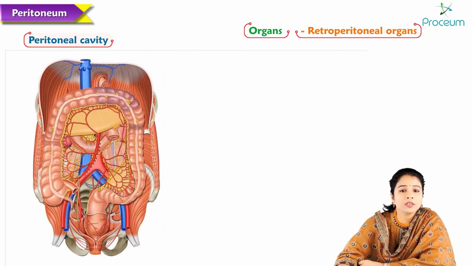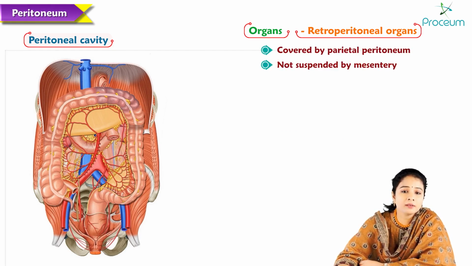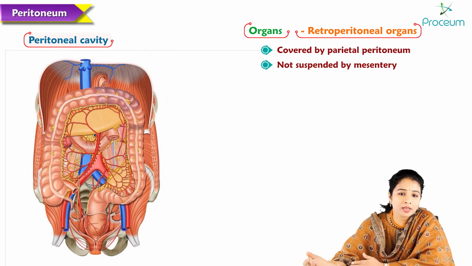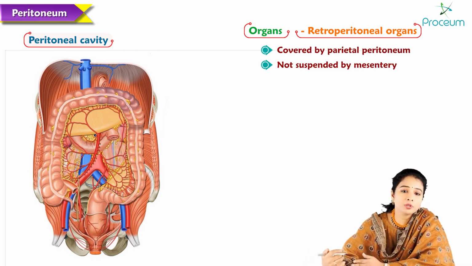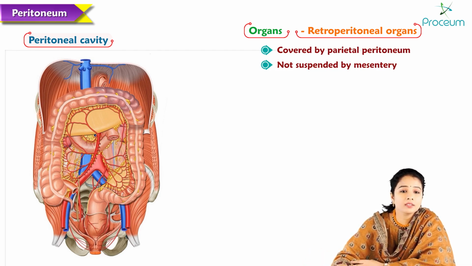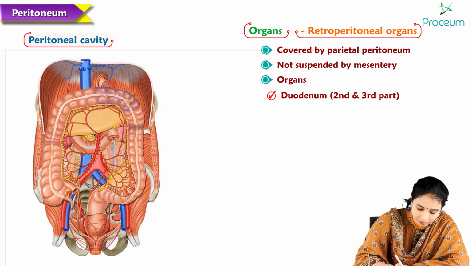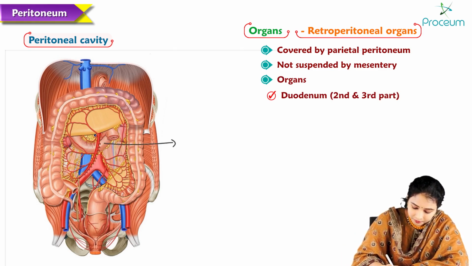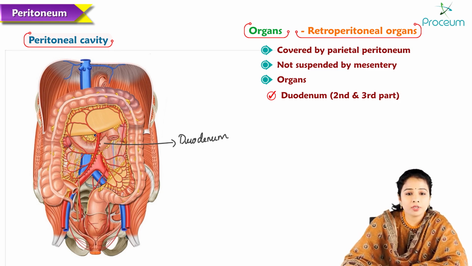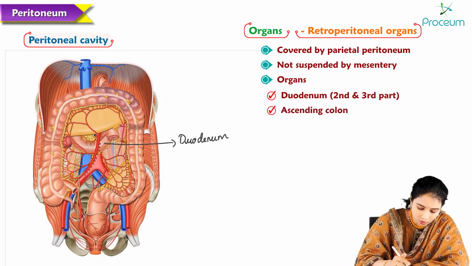Retroperitoneal organs. Retroperitoneal organs are covered by the parietal peritoneum and they are not suspended by the mesentery. Retro means behind. So they are present posterior to the peritoneal cavity, and the organs which are retroperitoneal are duodenum, that is the second and third part of duodenum. So we can see partially duodenum here. Second and third part of duodenum, ascending, descending colon.